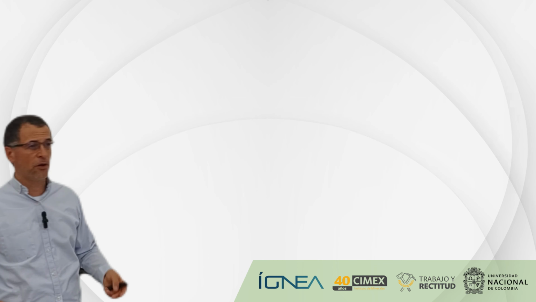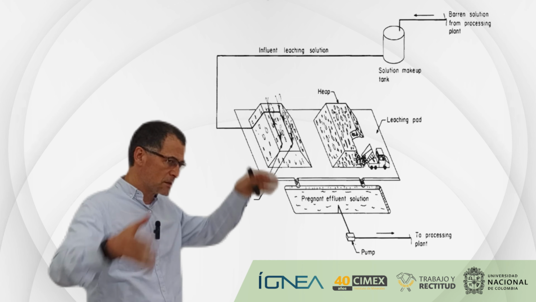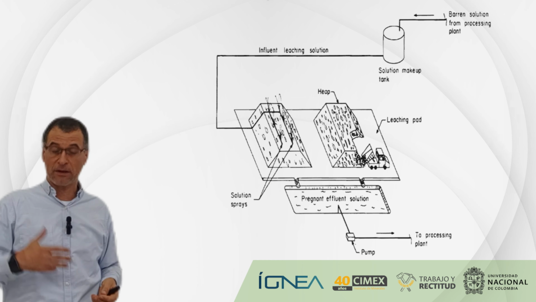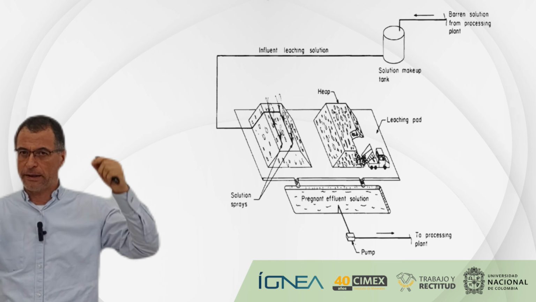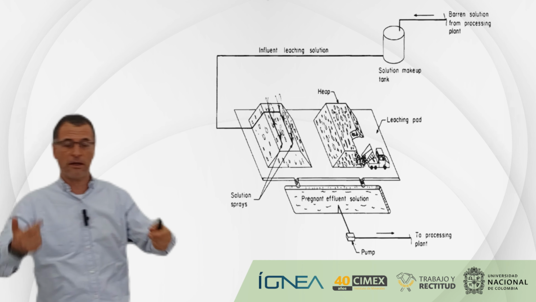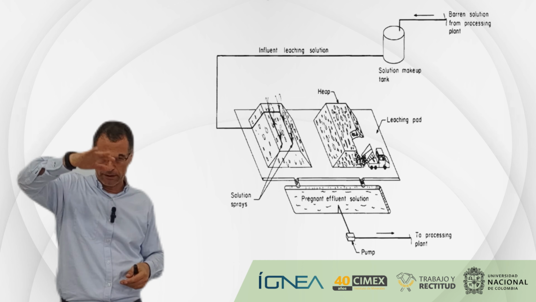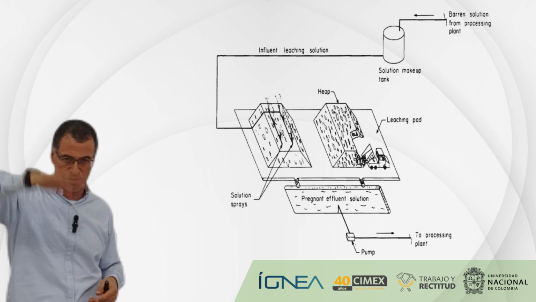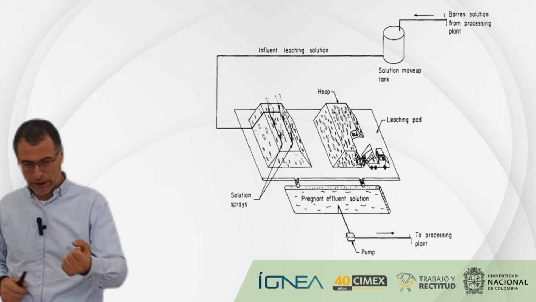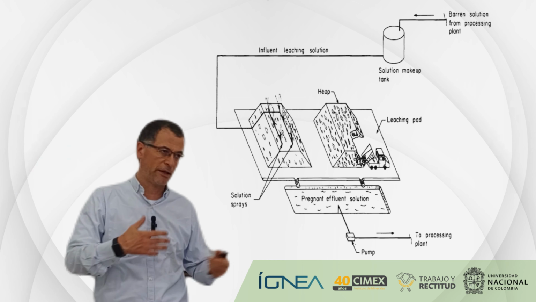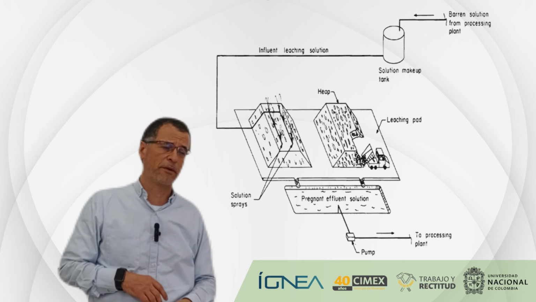And the other method is to create some piles of extracted mineral, and then inject the reagent into the piles directly. By percolation, the reagent passes through the piles, and then you obtain the effluent, which goes to the processing plant.